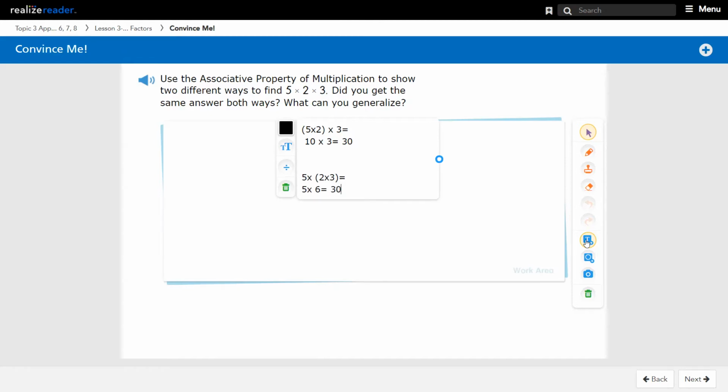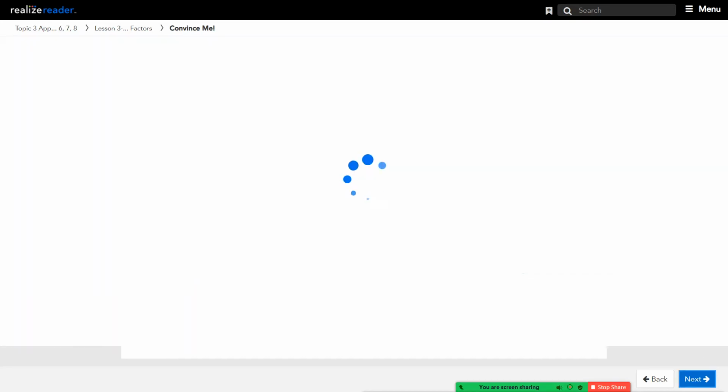Now I can take a look at this and I can see that my product for both of them is the same. My product of 5 times 6 ended up being 30. My product of 10 times 3 was also 30. I can generalize and say that I can group my factors. Remember, factors are the numbers that you multiply by each other. I can group my factors in any order and my product will always stay the same. And this is true because of the associative property of multiplication.